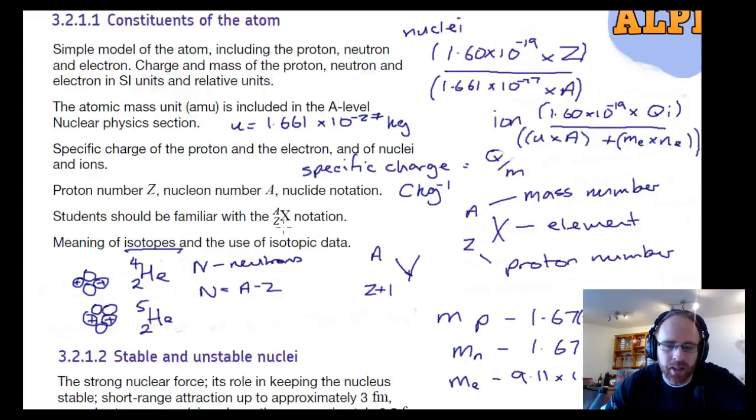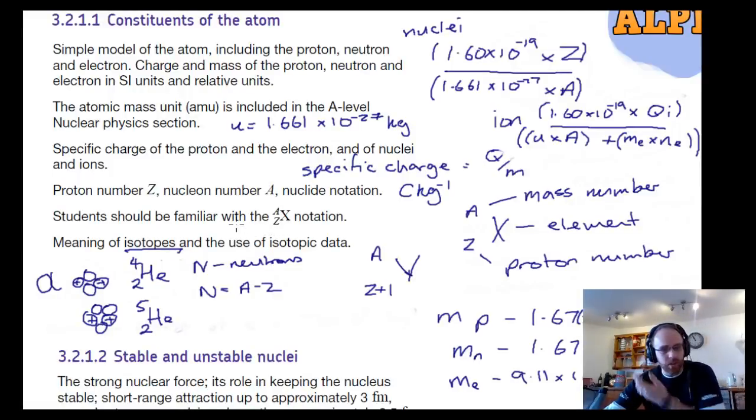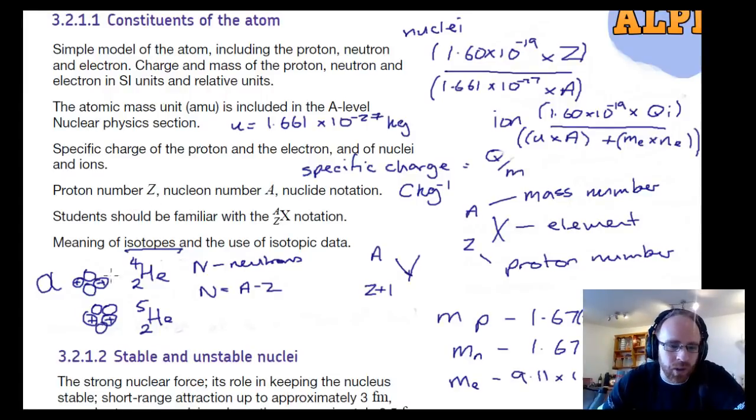In use of isotopic data, you may well be given things like this, asked to figure out the number of neutrons, asked to figure out the specific charge of a nucleus. Interestingly, this one is also called an alpha particle. So a helium nucleus is an alpha particle when we've got no electrons whizzing around. So alpha particles have a charge of +2, same as a helium nucleus would.